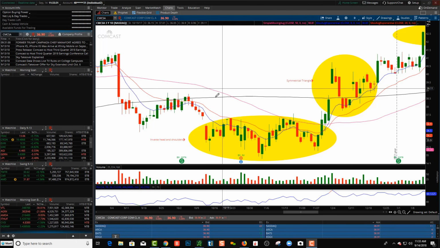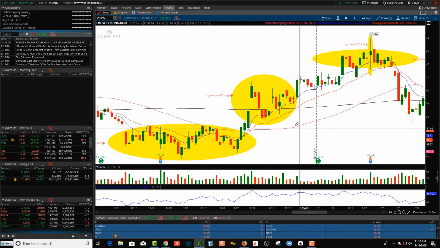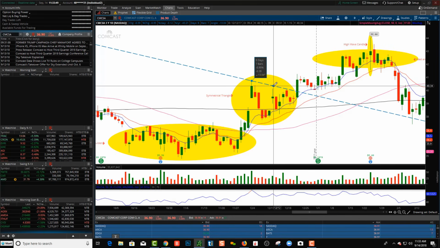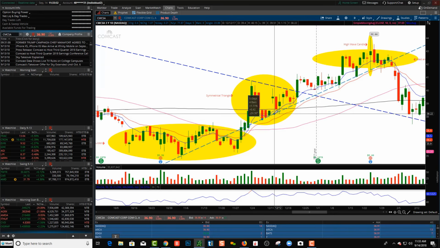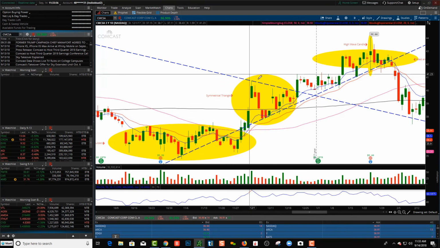I just really want to stress that all of these patterns matter, and it takes time to learn them. I don't want to keep stressing it over and over, but it's that important. Just give yourself time. You'll see right here a symmetrical triangle. I'll draw some lines right over here. Not perfect, but you'll see these peaks and valleys come to an apex point, and a stock kind of breaks out. That's a symmetrical triangle.